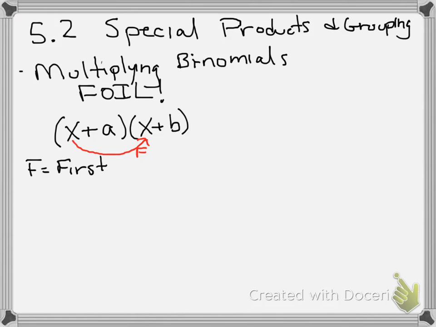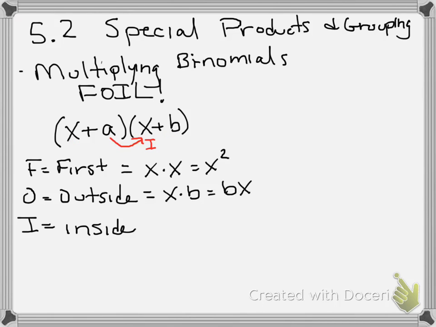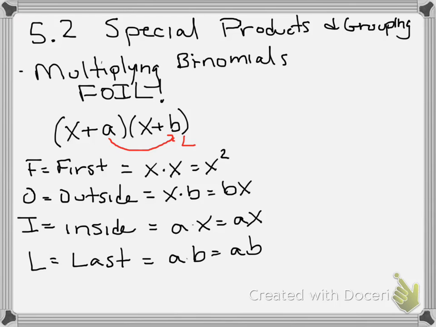F stands for first, so we want to multiply the two first terms in our binomial. In this case, that's x times x, which equals x squared. O stands for the outside. We want to multiply the two outside terms in our binomial, which in this case is x times b, or bx. It doesn't matter how we write that, but that's the common way of doing it. I is inside. We multiply those two inside terms together. In this case, that's a times x. And then we multiply the two last terms of our binomial, which in this case is a times b.